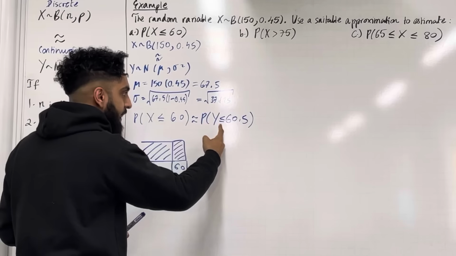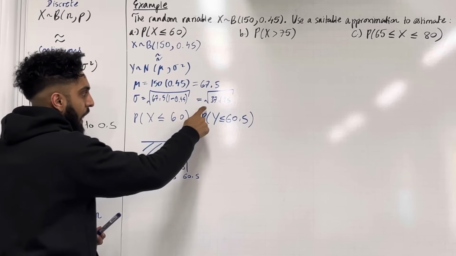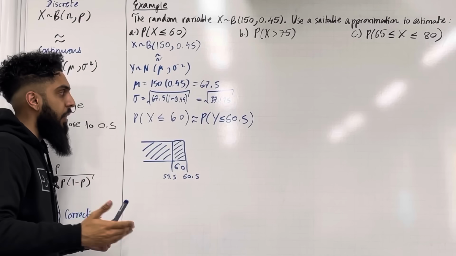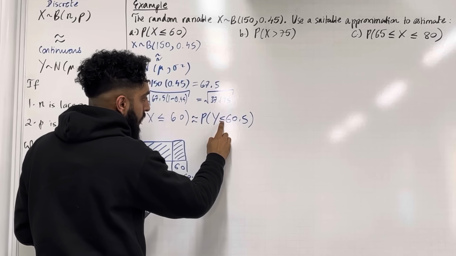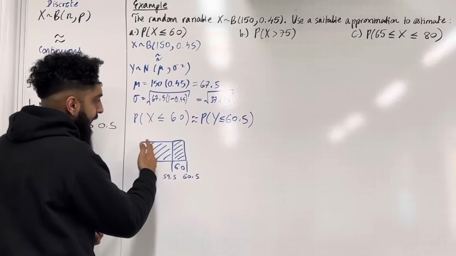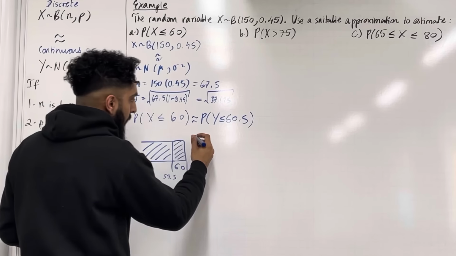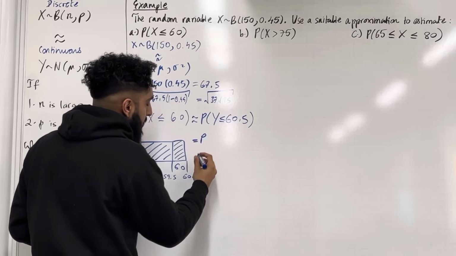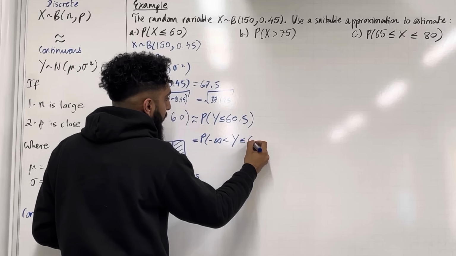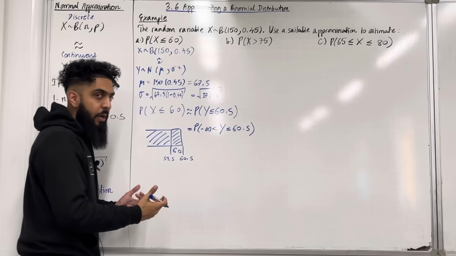Now this probability represents an area because Y follows a normal distribution. Y equal to 60.5 is just a straight line. It contributes 0 area. So if I was to exclude the 60.5, it will not affect my answer. But to be consistent with this diagram, we're going to include the 60.5. Now this probability can be rewritten as the probability of minus infinity being less than Y, which is less than or equal to 60.5.